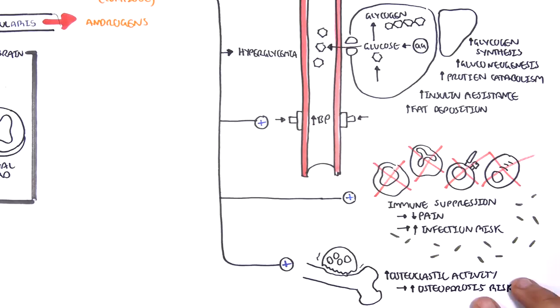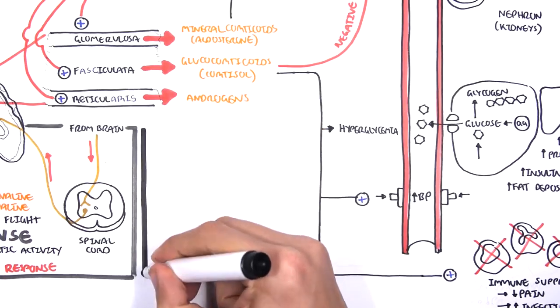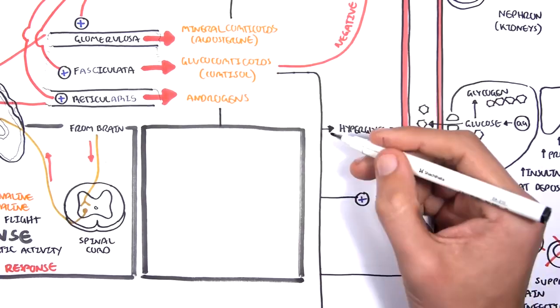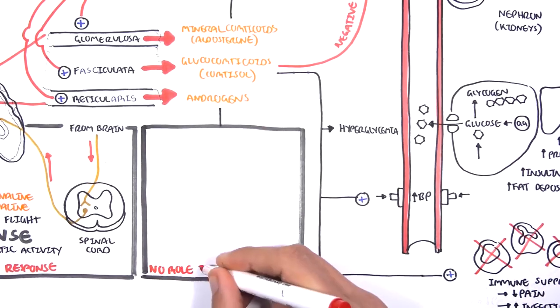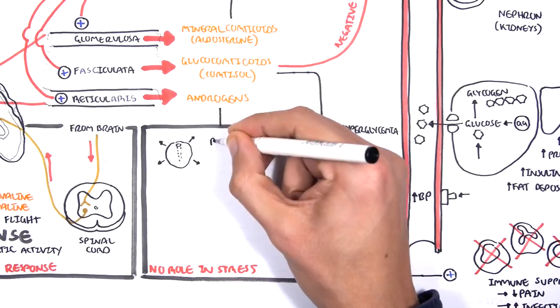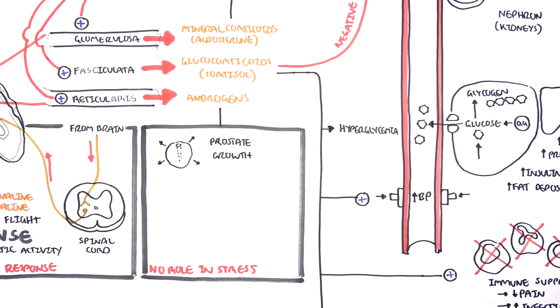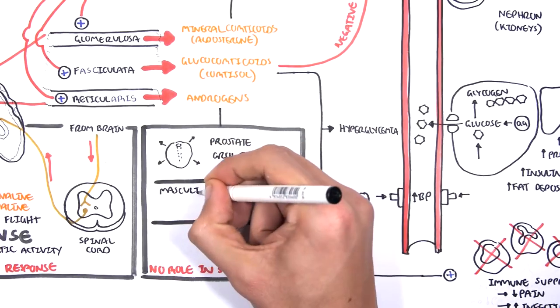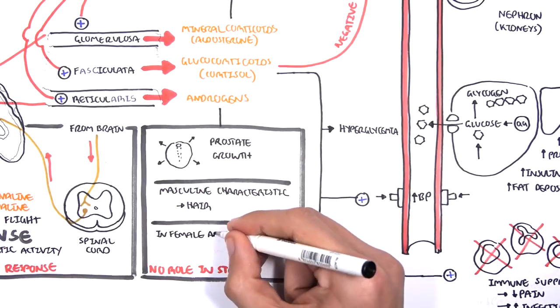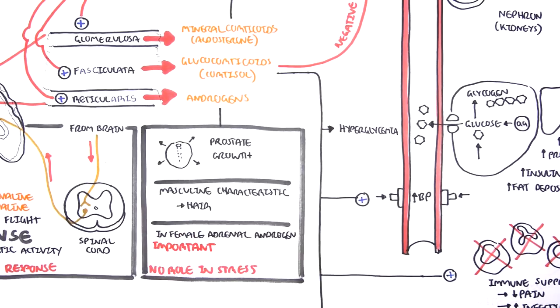The final hormone secreted by the adrenal cortex comes from the zona reticularis, which is the area of the adrenal cortex which releases androgens. It's important to know that unlike aldosterone and glucocorticoids, androgens have minimal role in stress. Androgens actually promote prostate growth in men and help with the development of masculine characteristics such as a deep voice and hair growth. In females, adrenal androgens are important in libido, and thus a decrease in androgen production will result in a decrease in libido, decrease in sexual drive in females.